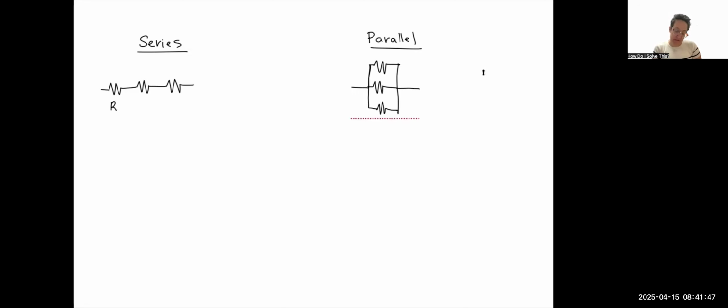Now, these actually do very different things to the overall resistance of the circuit. And so when I talk about a total resistance or an equivalent resistance or an overall resistance, what I'm basically saying is, if I had a big group of resistors like this and I wanted to replace it with one resistor, what would the value of that one resistor need to be?